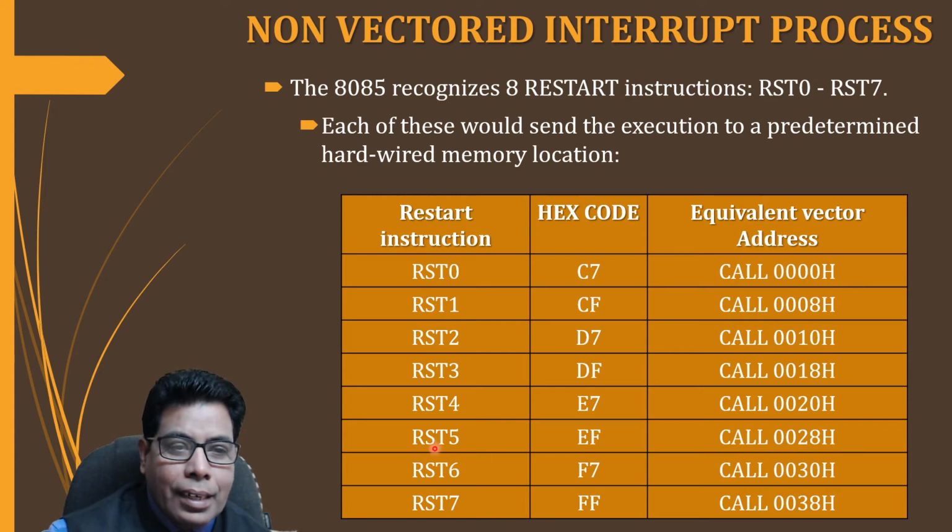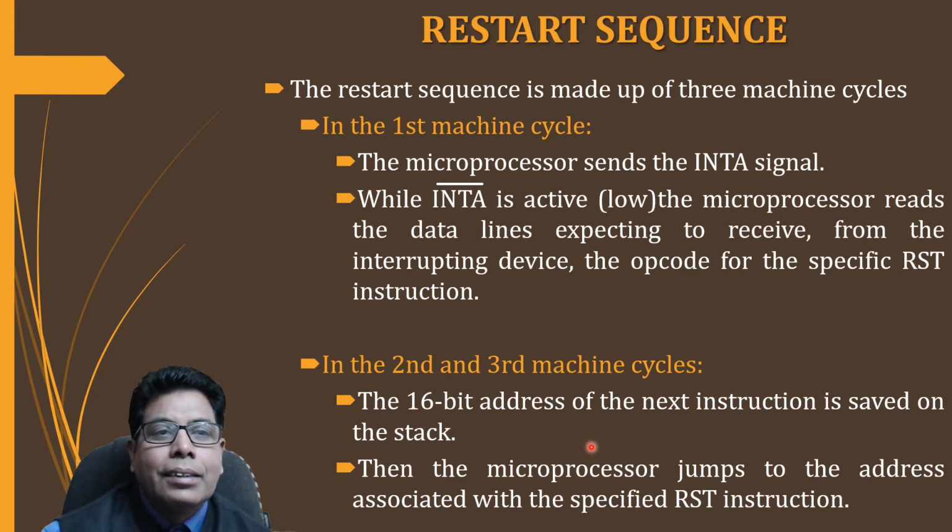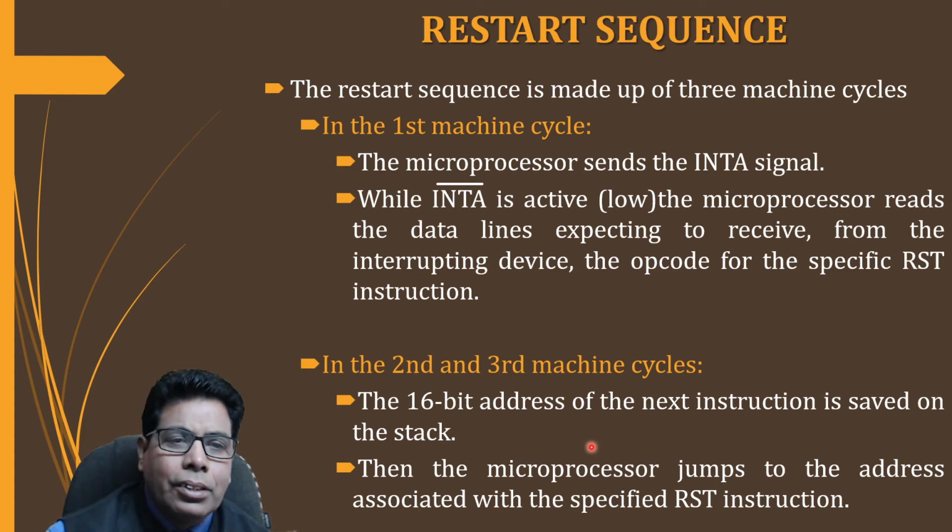Say for RST5 this code is EF. We'll be using this code for our next process. First, let us understand the restart sequence. The restart sequence is made up of 3 machine cycles. Say we have the first machine cycle, then the second machine cycle, and the third machine cycle. These machine cycles are shown in the timing diagram, so with respect to the timing diagram we'll have to see the machine cycles.